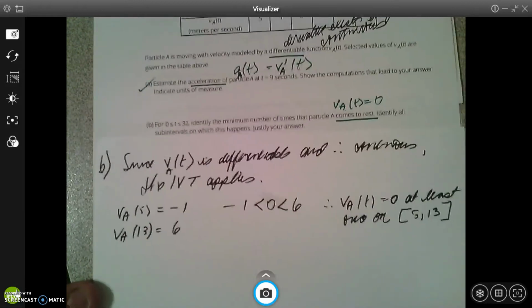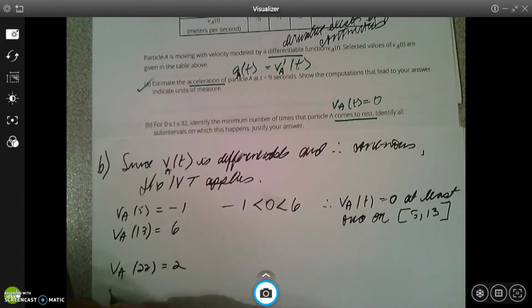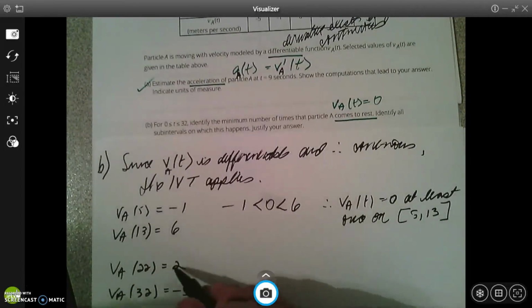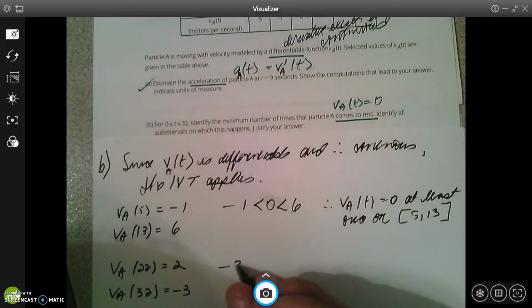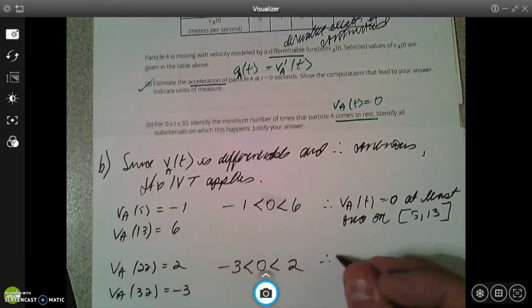We're going to continue that analysis and say, okay, the velocity of particle A at time 22 is 2. The velocity of particle A at time 32 is -3. We want to be careful now. We know that 0 is in between these two numbers. I need to write this up without telling a lie. -3 is less than 0, which is less than 2.